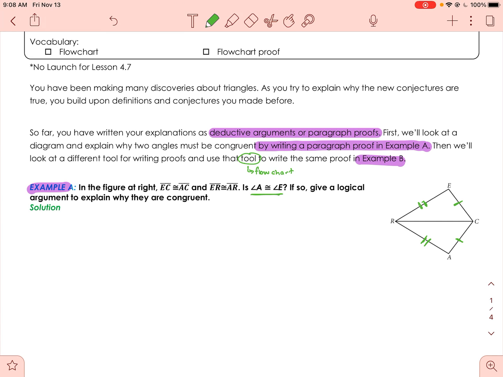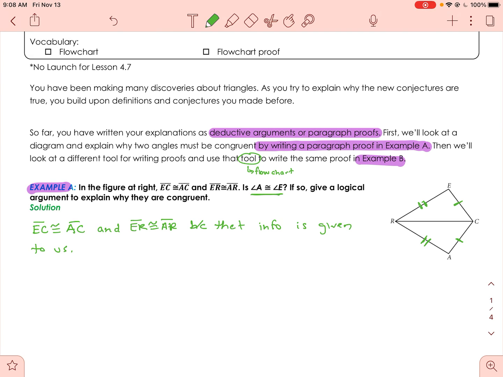So in order to explain this, we're going to write a paragraph proof. Remember, the first thing you always write in your paragraph proof is what you're given. So what we'll say is EC is congruent to AC and ER is congruent to AR, and we know that because that information is given to us.